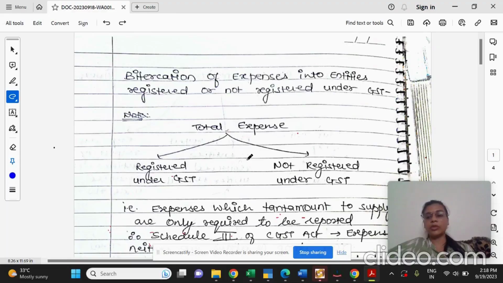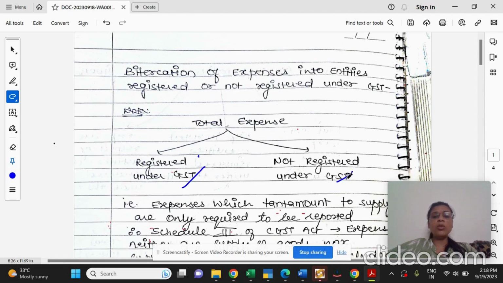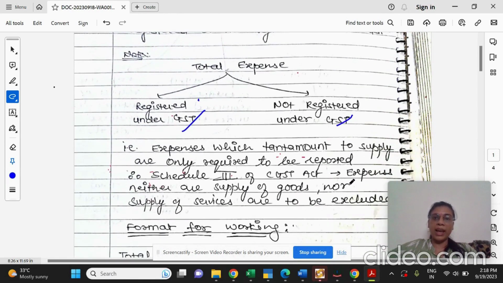So basically, now this needs to be bifurcated into expenses incurred with registered entities and with unregistered entities. Now, the expenses which tend to amount to supply are only required to be bifurcated. If they don't tend to amount to supply, then these are not to be included while calculating.